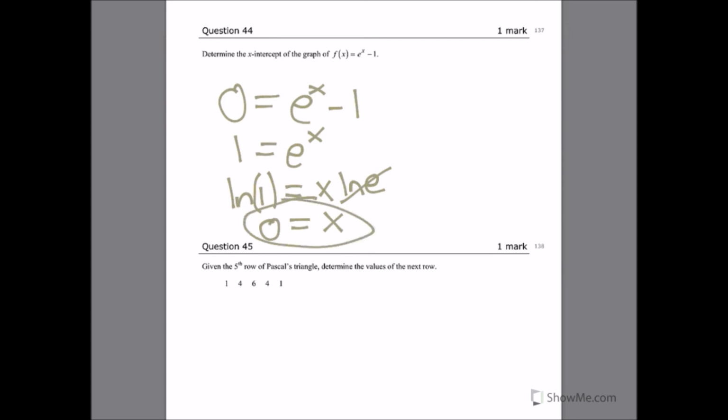Given the fifth row of Pascal's triangle, determine the values of the next row. You just add values. So 1 and 0 is 1, 1 and 4 is 5, 4 and 6 is 10, 6 and 4 is 10, 4 and 1 is 5, and 1 and 0 is 1. That's the next row.